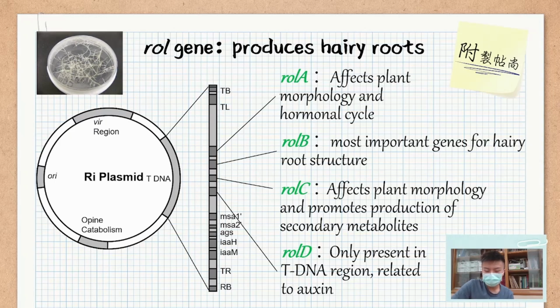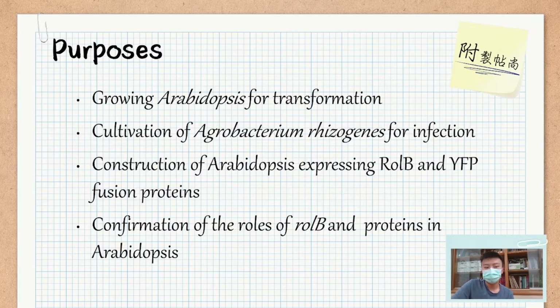I'm doing this report because the secondary metabolites that rol genes help produce can be an important ingredient for the medicine of cancer. Let's move on to our purposes.